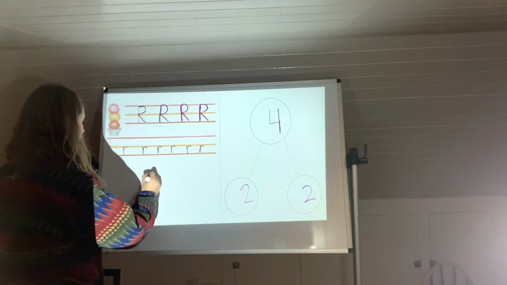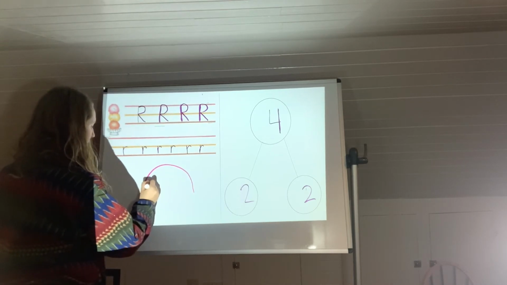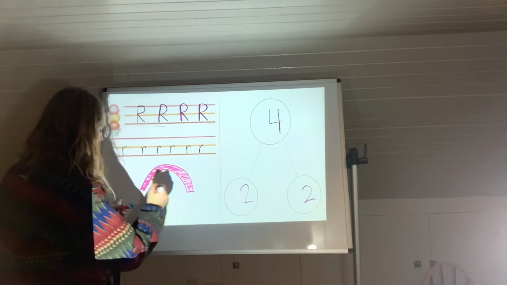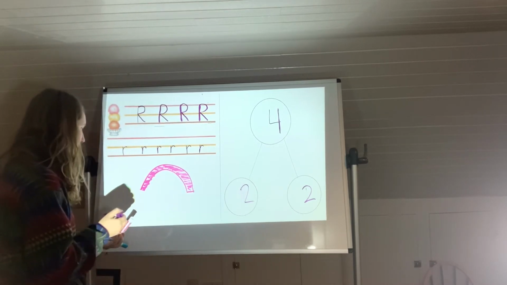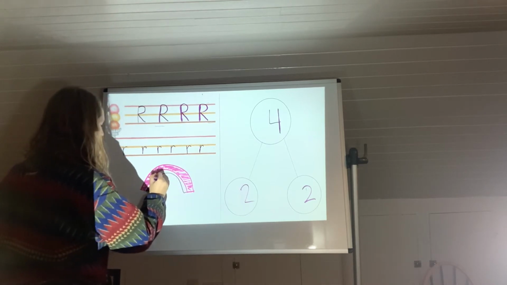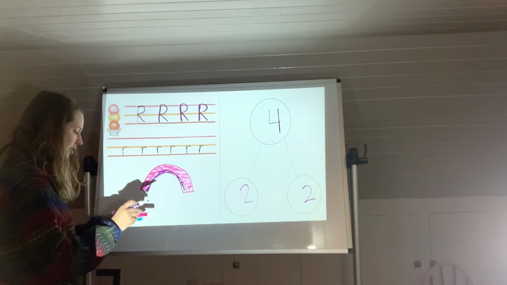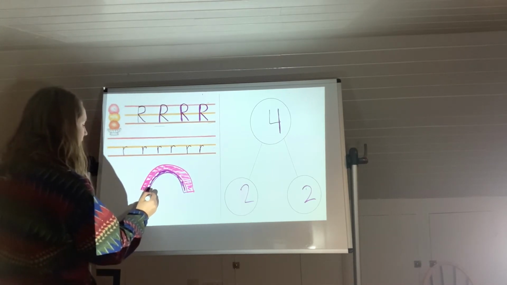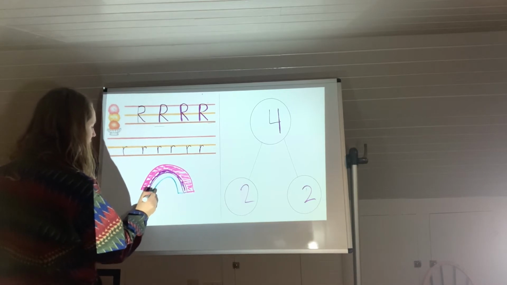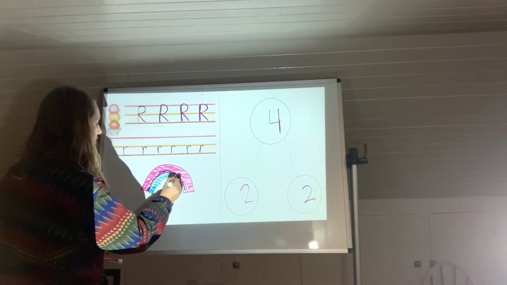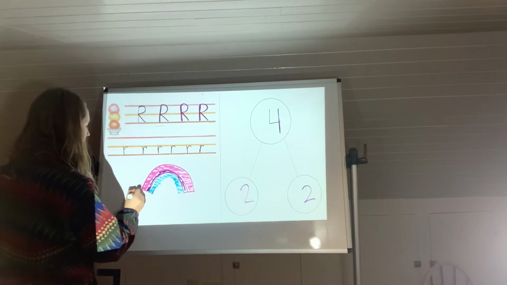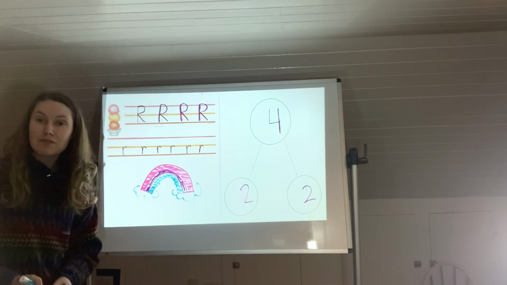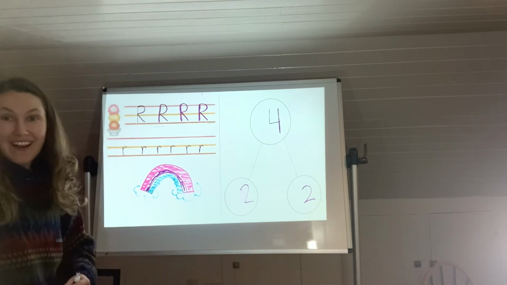Pink. Here's my pink part of my rainbow. And then I want to add some purple. And I'll finish it off with some blue. Usually I would try and use all the colors, but unfortunately I don't have all the colors markers here. So just going to do those colors and then add some clouds. And there is my rainbow for letter R.